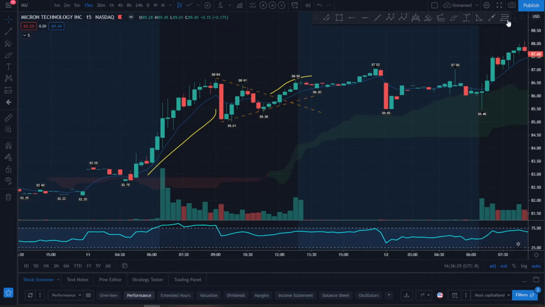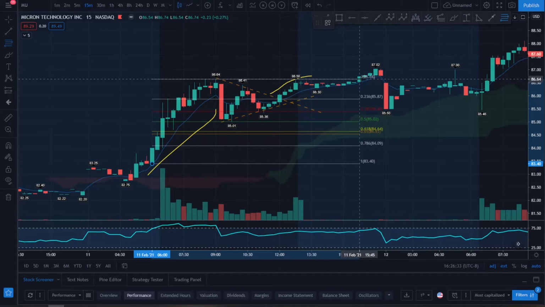Here's another one, and this is Micron using the low of day. We're pushing up. Let's take a look. Right here, it hits the 0.5 line. It starts to develop an equilibrium into a bull pennant, and then it pushes out into a new high.